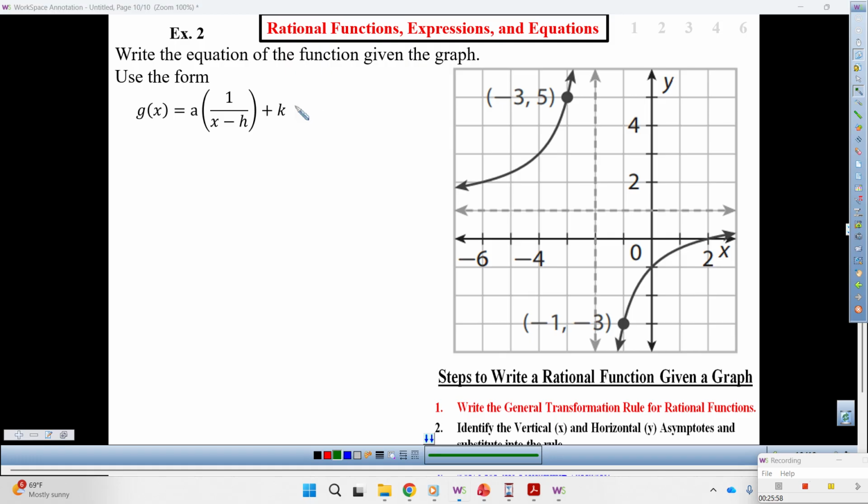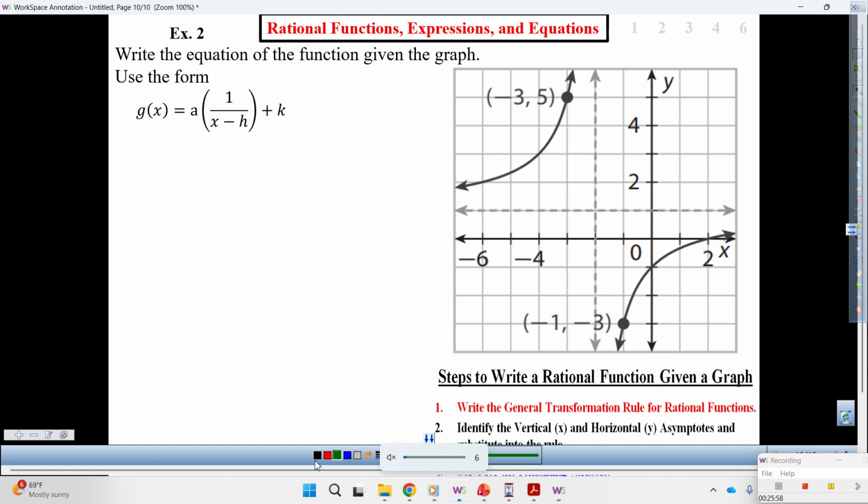So the instructions were: write the equation of the function given the graph. Now they give us the graph, and they want us to write the function that transformed our original graph to that. What values are we missing from our equation? We're missing K, H, and A.